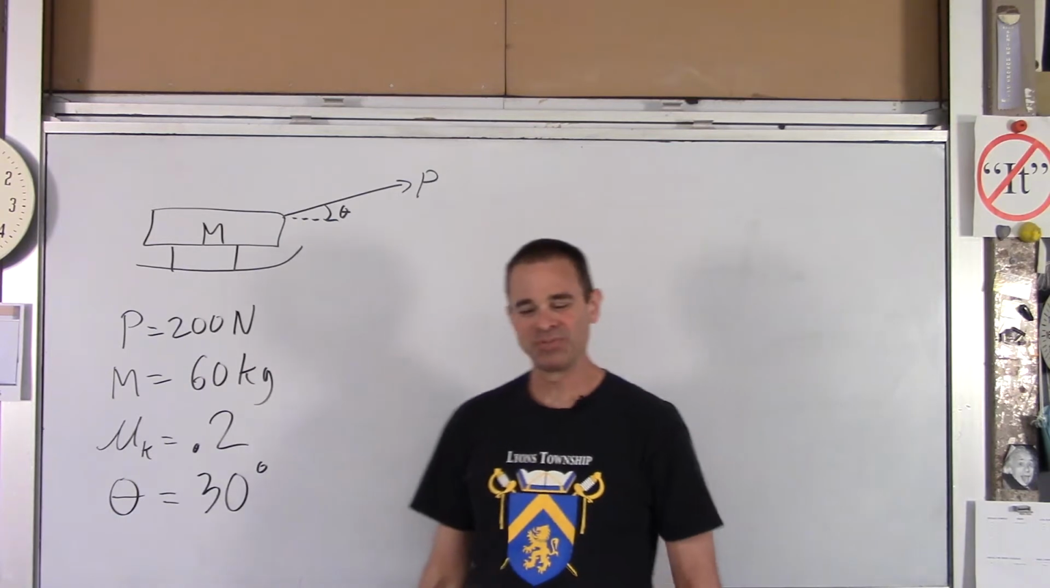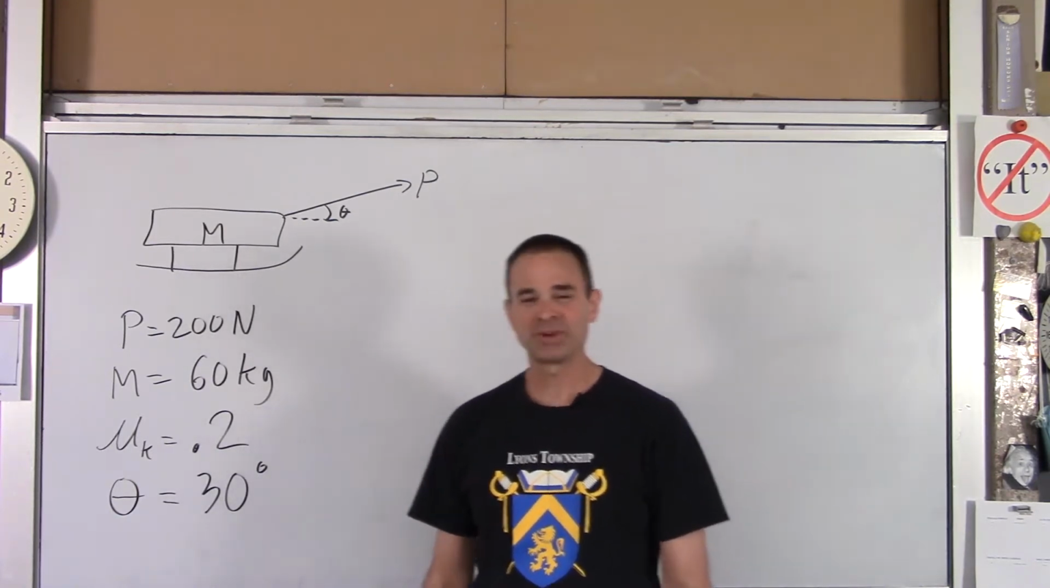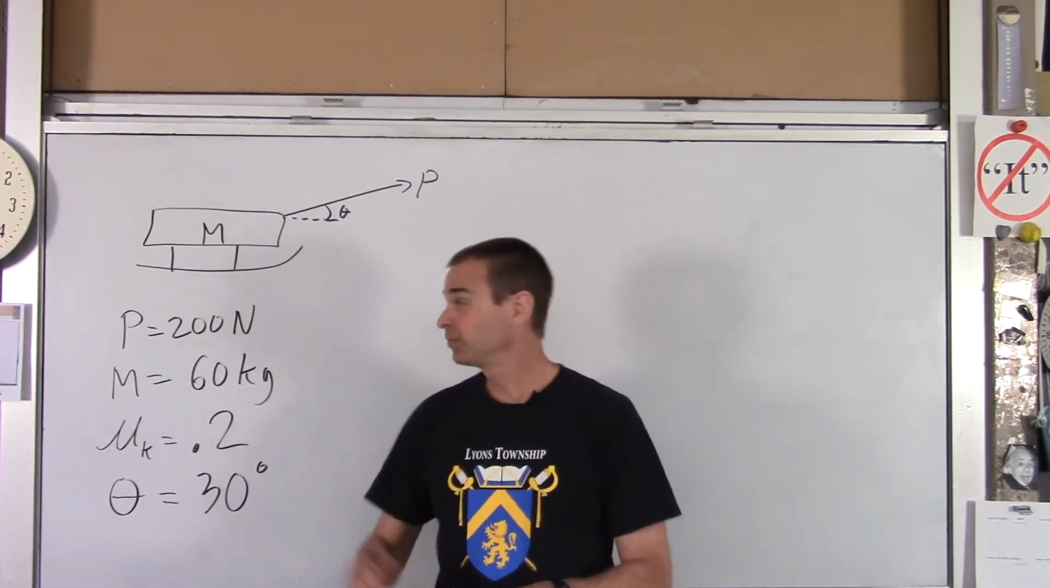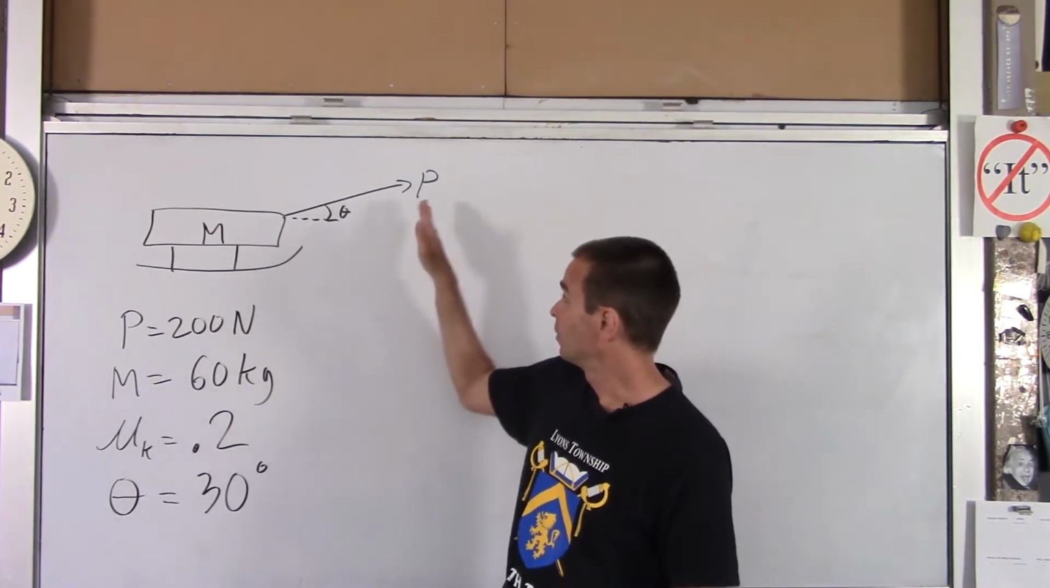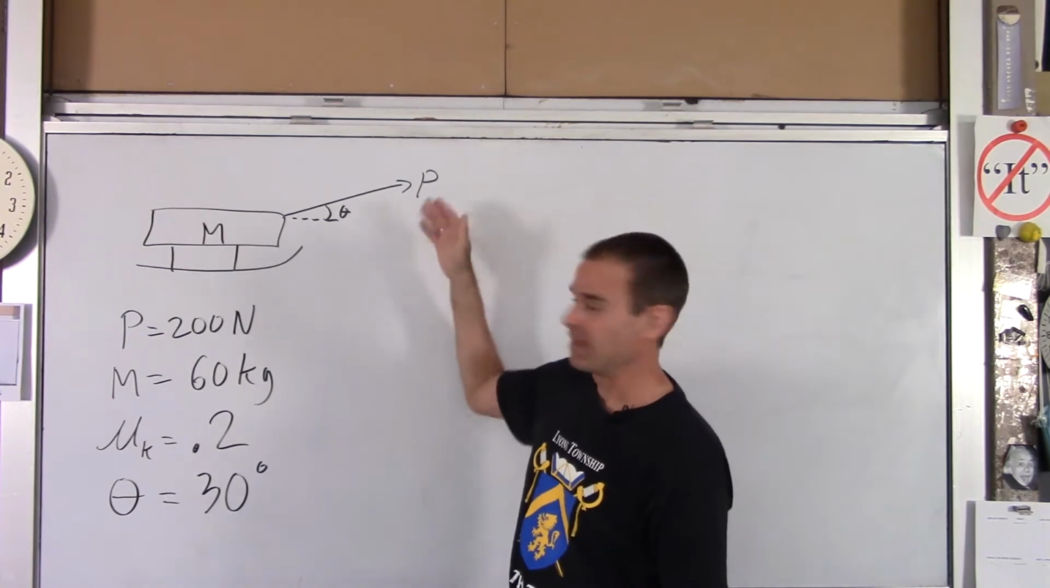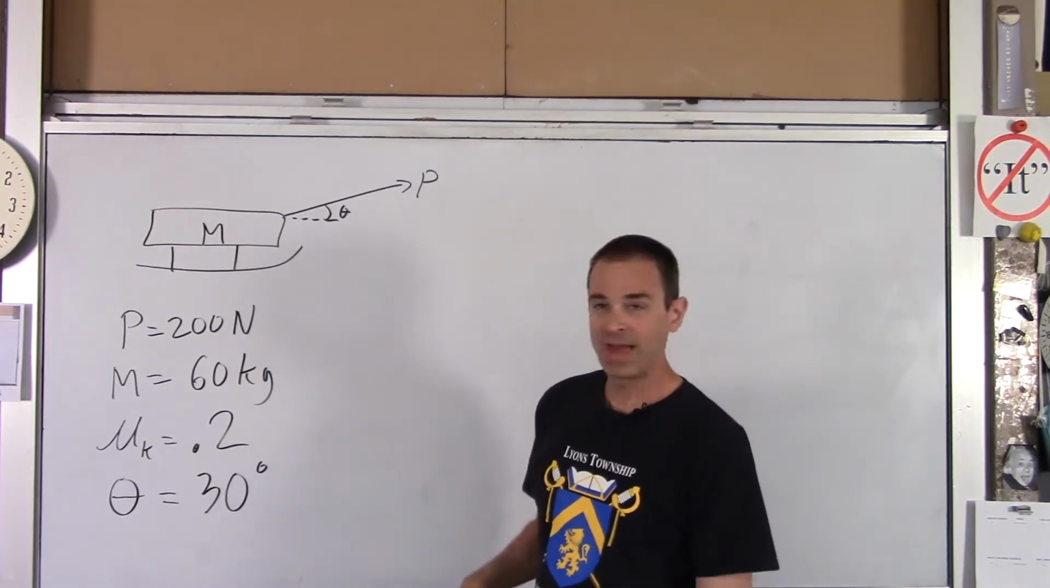Today we've got an example involving Newton's second law. It's a pretty straightforward example. We have a sled and we're pulling the sled along the snow with a force P, for pull. You can name that anything you want. And we have some data.